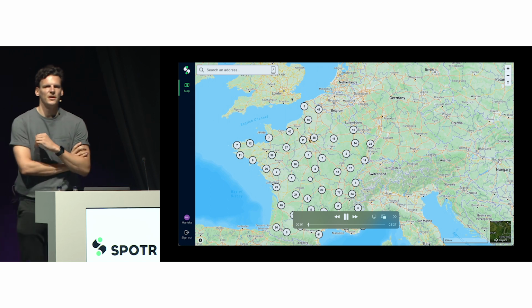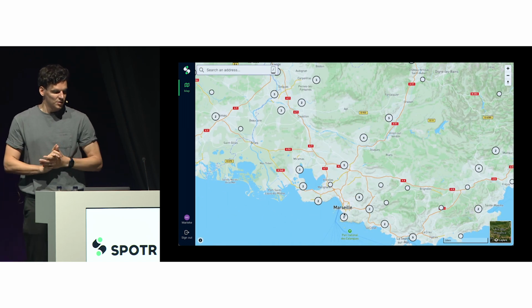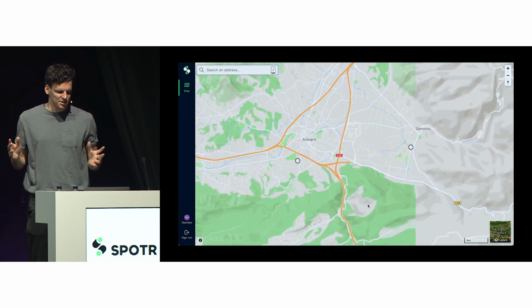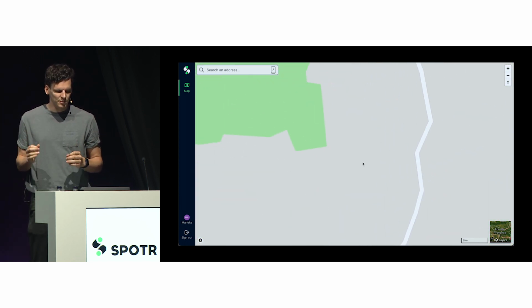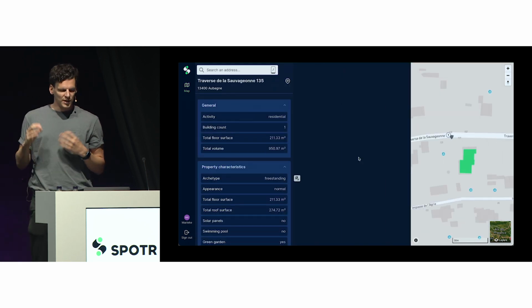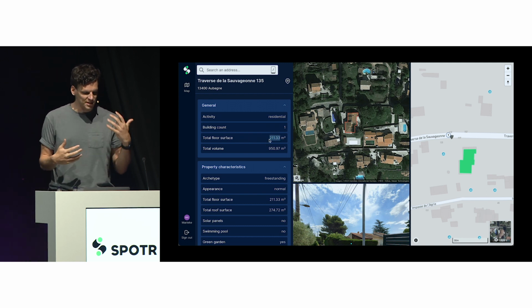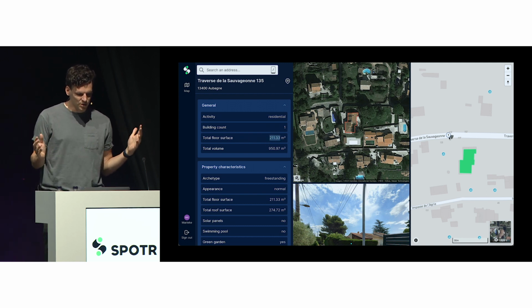So this is a customer in France, insuring properties all over the place, and the only thing we got from them was the postal code and the address. So what we will then start doing, for every property, we will start looking for the building outline. That's what you see right here. If we click that, we get a little bit more information on the property. Think about, okay, what's the activity there? It's residential, it has one building, it has 200 square meters.